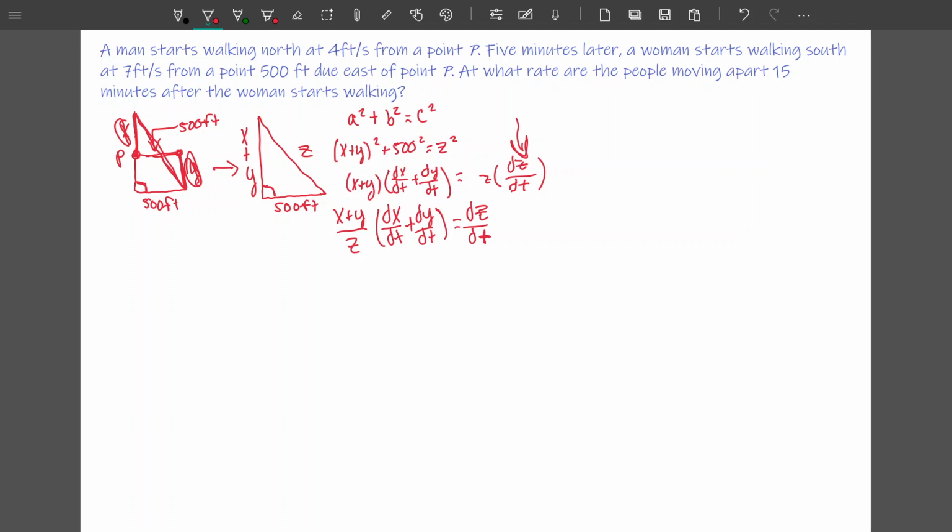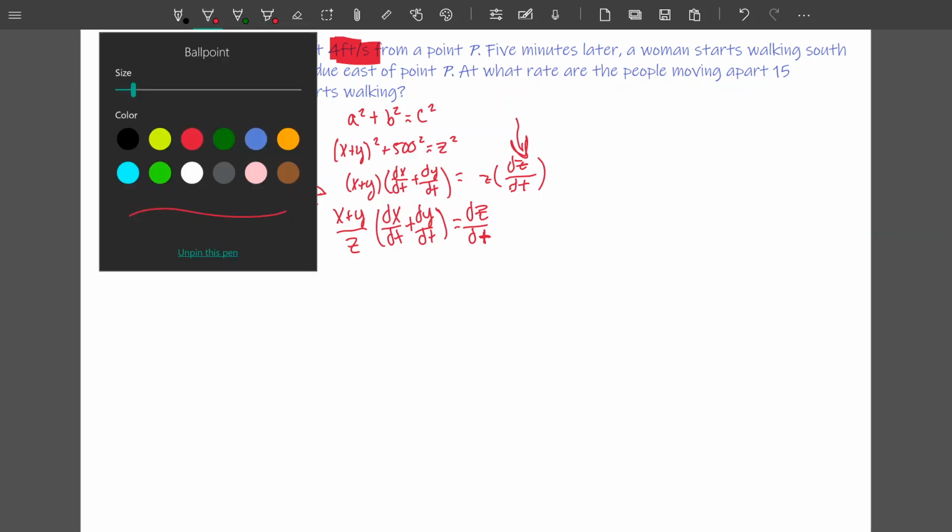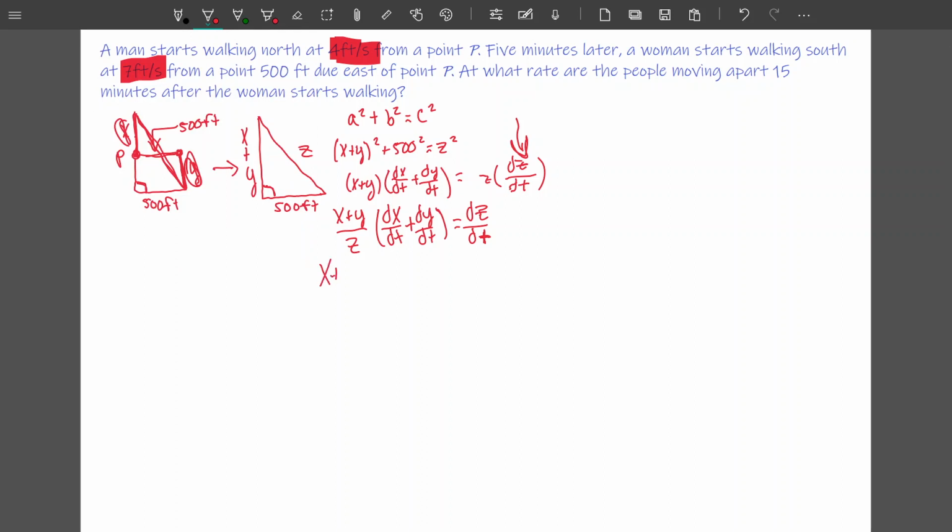Alright, so we have everything where we want it, so now we want to go ahead and start plugging stuff in. And the way we're going to do that is we're going to put 4 for our dx/dt and 7 for our dy/dt, because we said the man's journey was x, he travels at a rate of 4 feet per second, so that is our distance with respect to time. And same for our woman. So we can go ahead and plug 4 and 7 in: 4 plus 7 for dx/dt plus dy/dt. Alright, so now we want to find our x and our y.